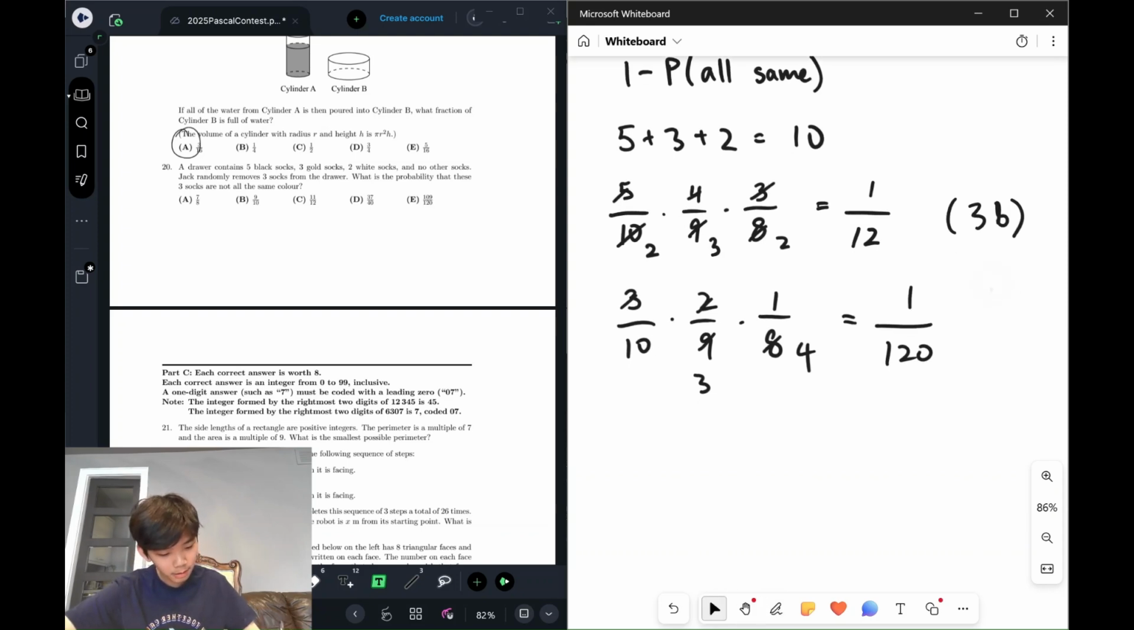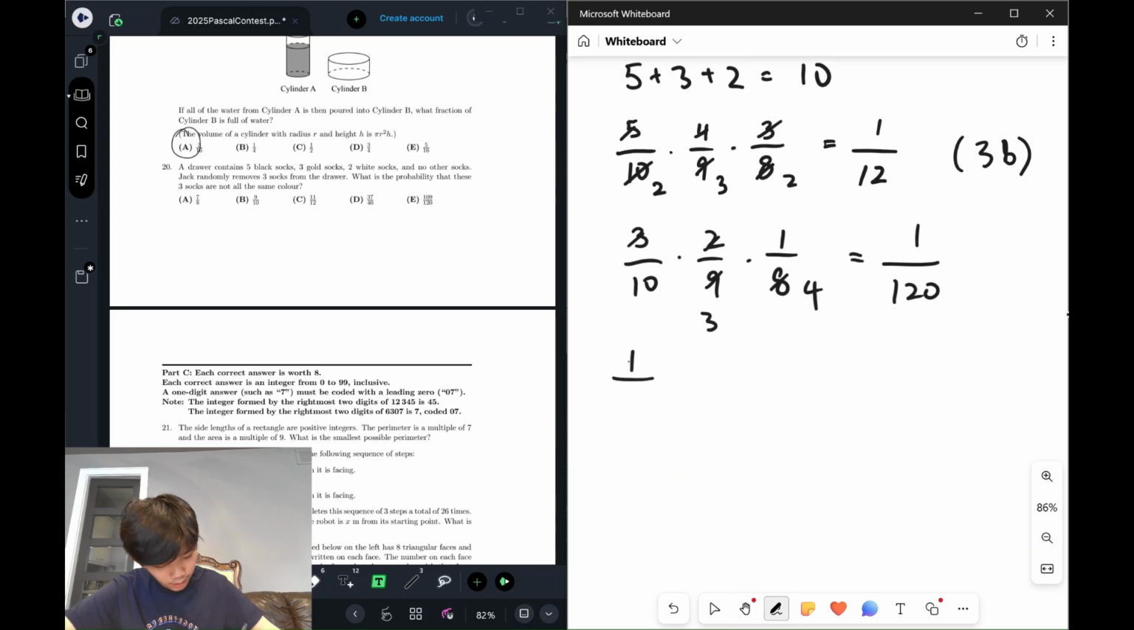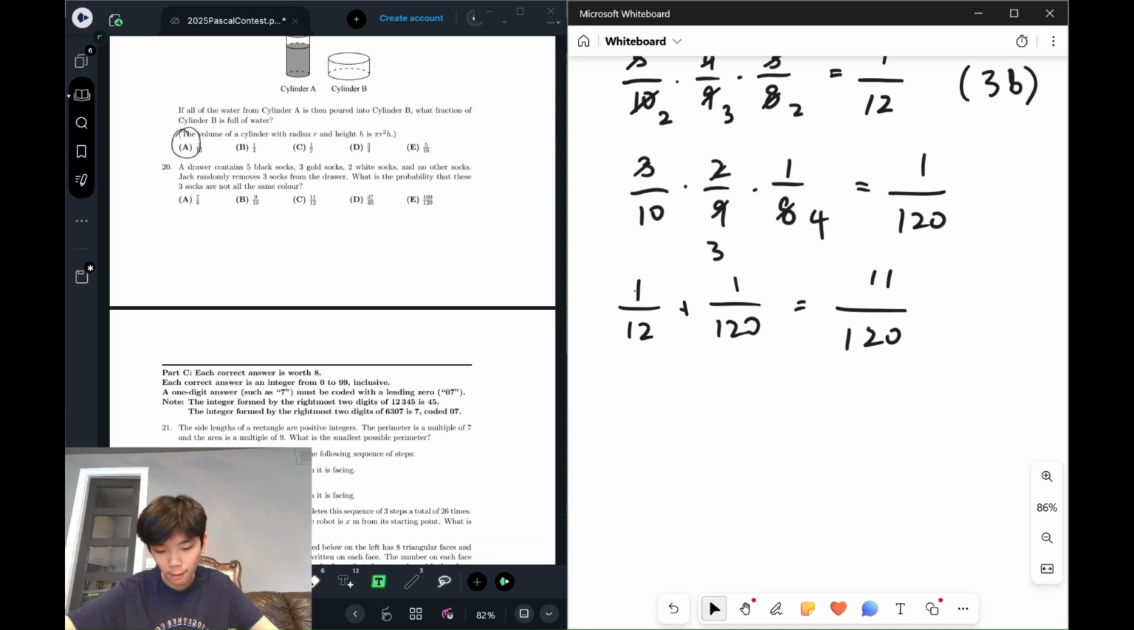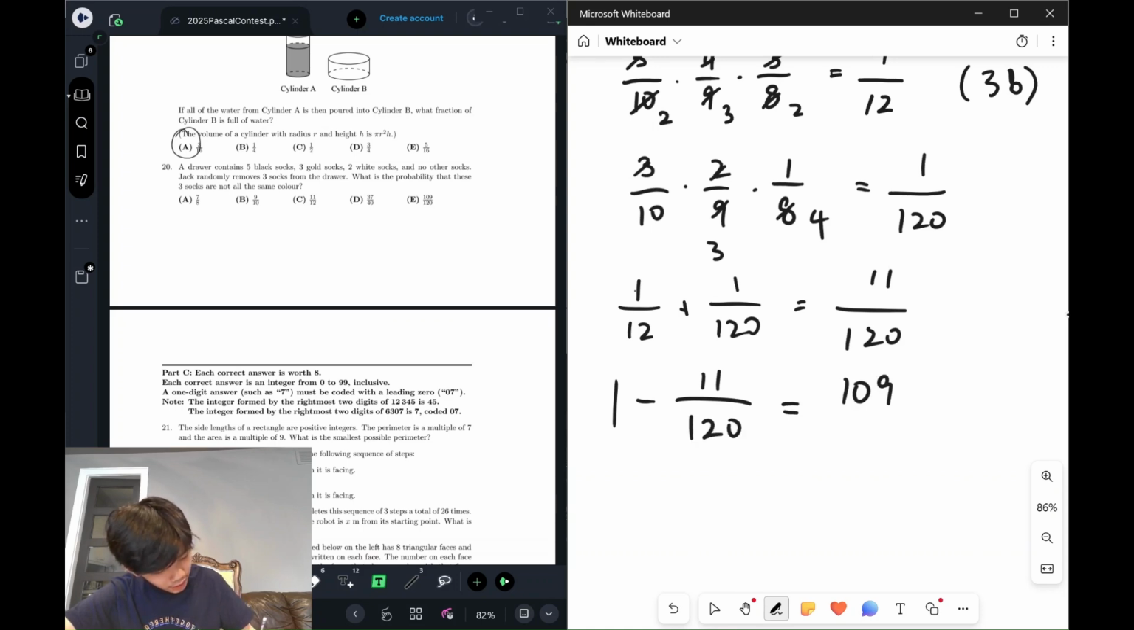When we add these two probabilities, this is 1 over 12 plus 1 over 120. 1 over 12 is equal to 10 over 120, so this is 11 over 120. Finally, remember that the question asks for the probability that they're not all the same color. So we subtract this from 1, and that's equal to 109 over 120. Therefore, the answer here is E.